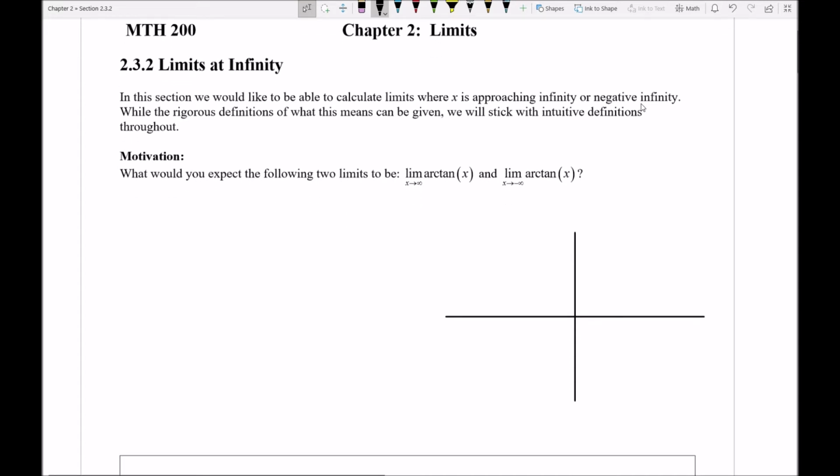Well, let's take a look at what we would mean by this and how our loose and intuitive definition of what a limit means can actually be applied in this scenario. So let's take a look here at the opening motivation. What would we expect the following two limits to actually be? Now you'll notice that what I have here is an arctangent function, arctangent of x.